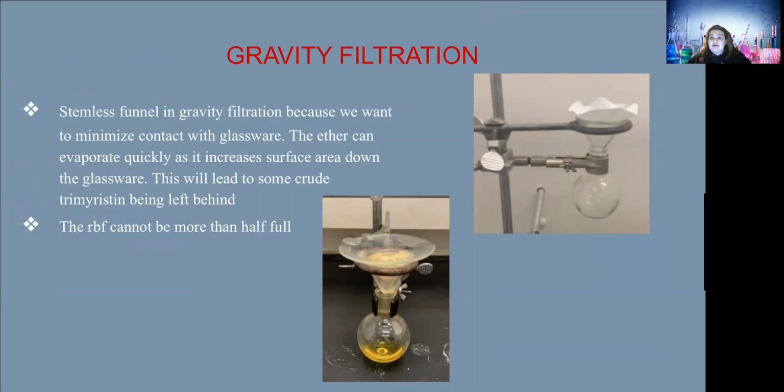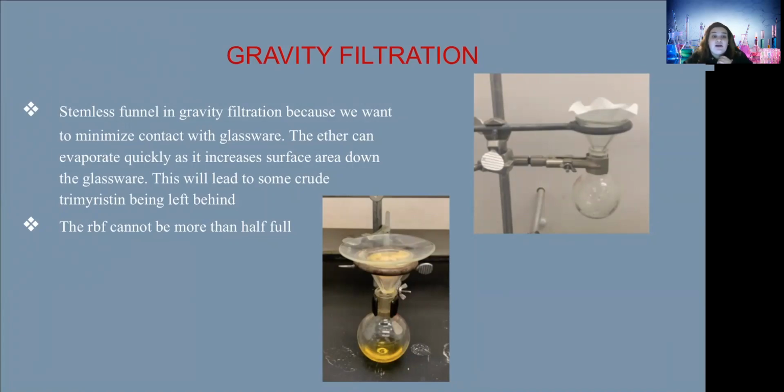What you may have noticed when you were pouring your Erlenmeyer flasks is white precipitate on the outside of that flask. The reason for that is the ether evaporates quickly, and you're going to end up with some crude trimyristin on the outside of your glass. And that's okay. That happens.